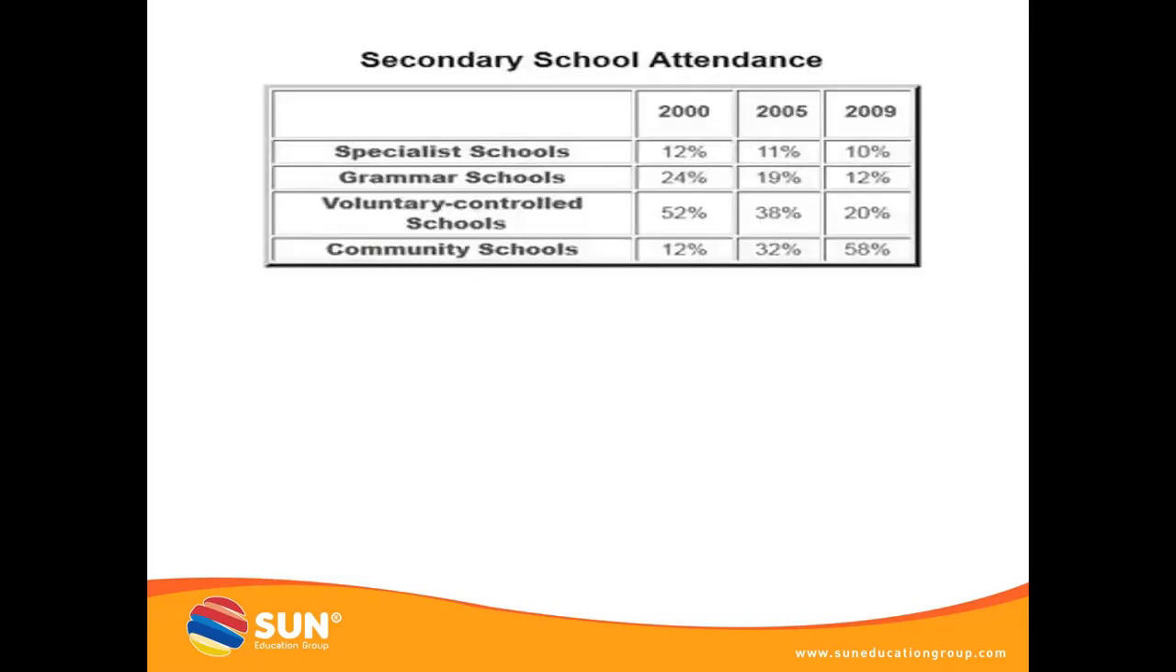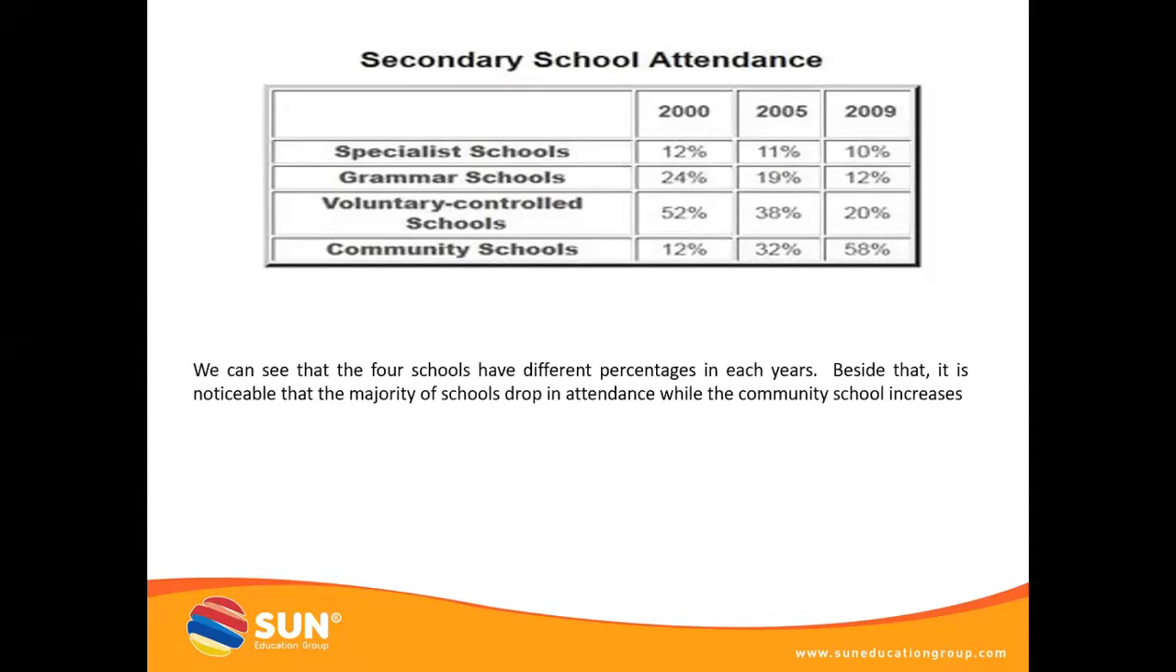These are the theories, the same table, and this is the sample of the overview paragraph, or paragraph 2. We can see that the four schools have different percentages in each year. In general, those four schools have different percentages in each year. So this is the general trend.